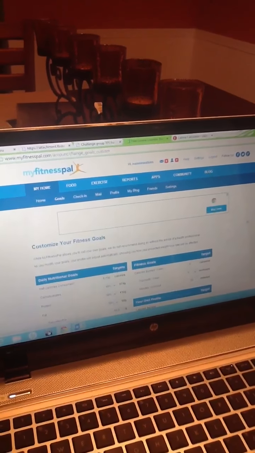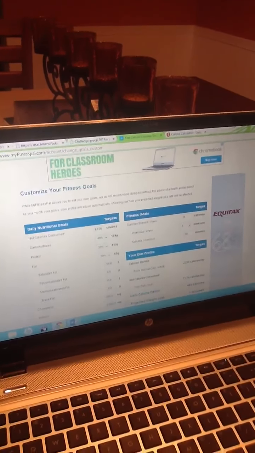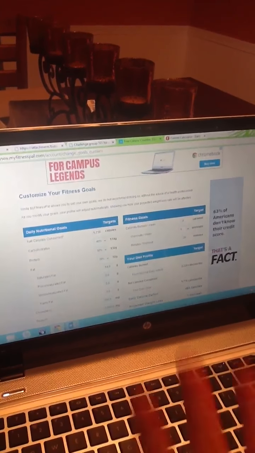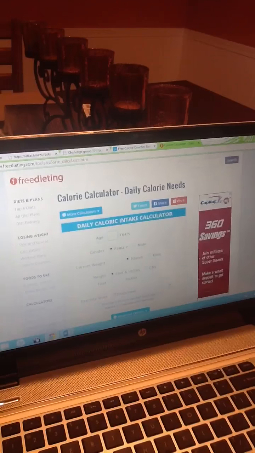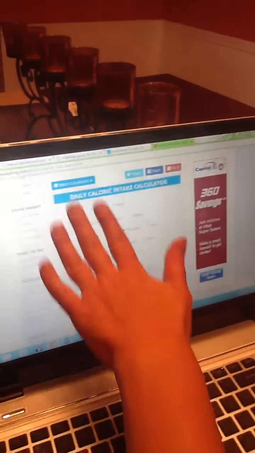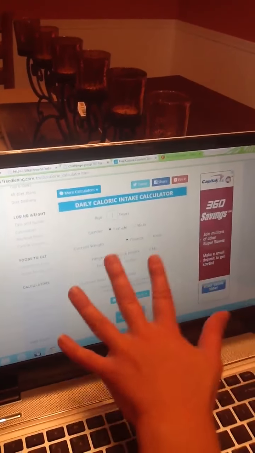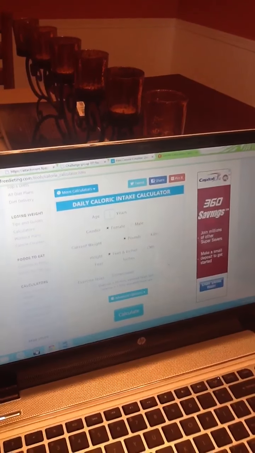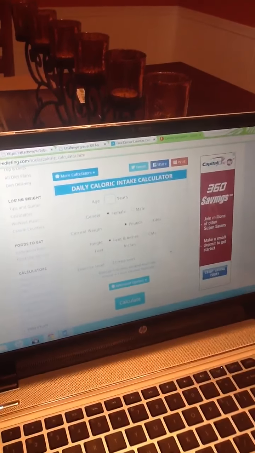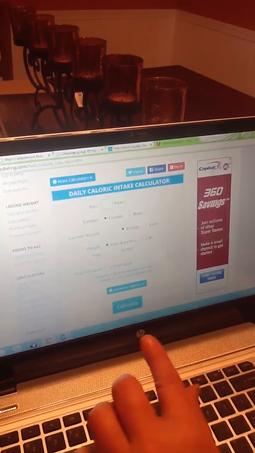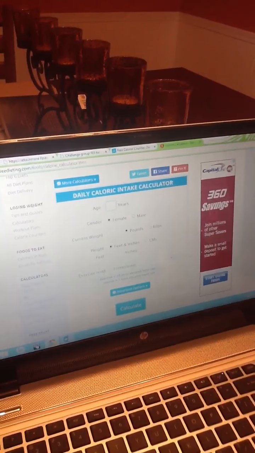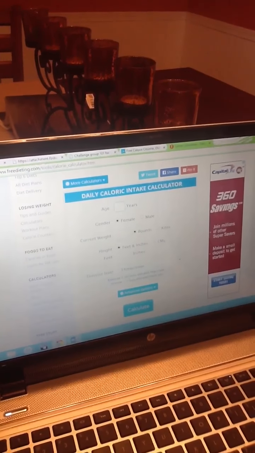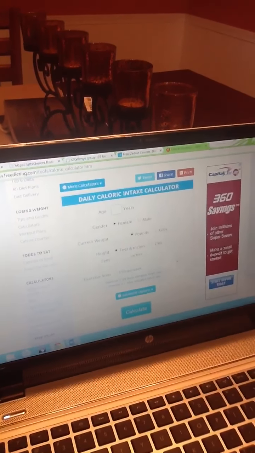Continue. Now, I'm going to toggle to the next tab for just a second to show you how I came up with this number. I will send this link to you guys in a post so you can actually do this. This is on freedieting.com. I'd like you to use the caloric intake requirements that this website gives you. It's a lot more accurate and more realistic than the one that they present in MyFitnessPal.